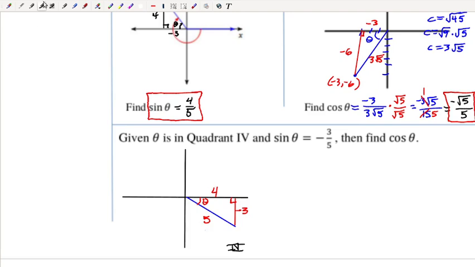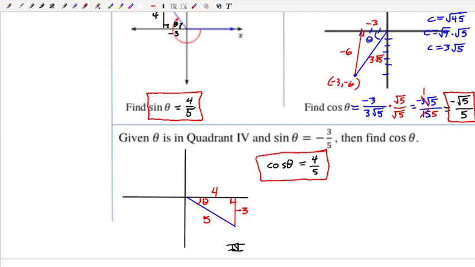Okay, find a cosine theta then. I'm going to put cosine theta equals adjacent over hypotenuse, 4/5, and I'm done. That's it, all done. So again, that's another way that they can show you the same kind of a question, ask you to draw or make the trig ratio.